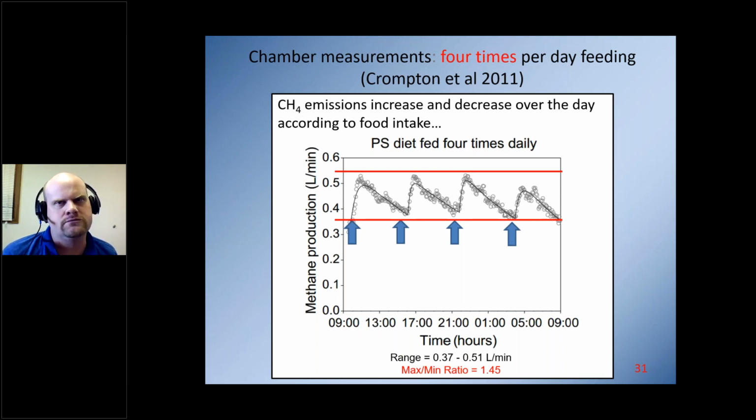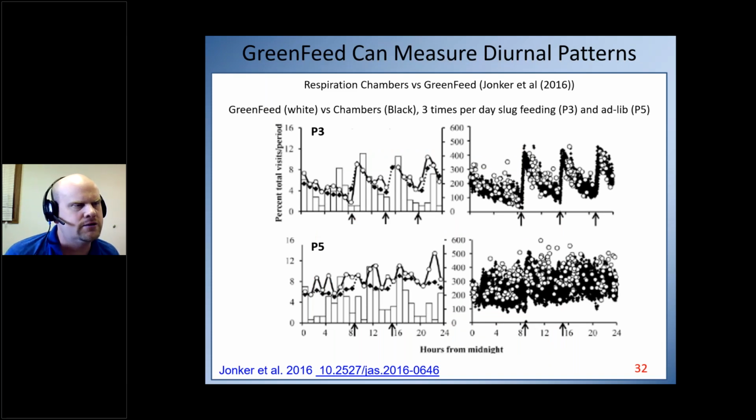So how do we know what methane emission diurnal patterns really are in the environment? What we found, and I apologize for this being blurry, it didn't look blurry before, is that Jonker in 2016 published a really interesting study where they took the animals from GreenFeed in a free stall. They fed them at varied intake rates and frequencies. He actually tested 5 different intake rates and frequencies. I'm only showing the results of 2.